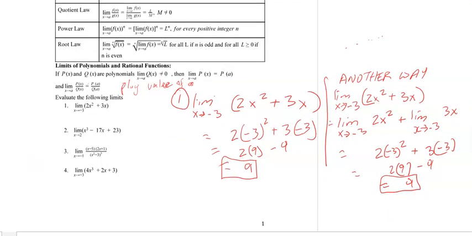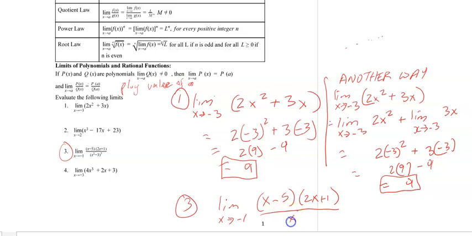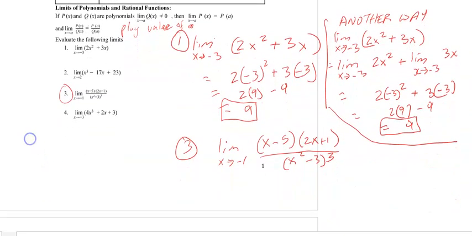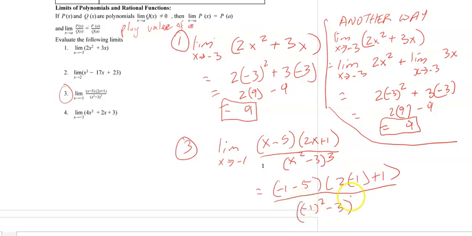Okay. Now let's look at an example where there's a rational function that we can plug in. So let's look at number 3. That's the limit as x approaches -1 of x minus 5 times 2x plus 1, all of that over x squared minus 3, cubed. Now let's just do it by directly plugging in -1 for x, so that would be equal to -1 minus 5 times 2 times -1 plus 1, all over -1 squared minus 3, all cubed.